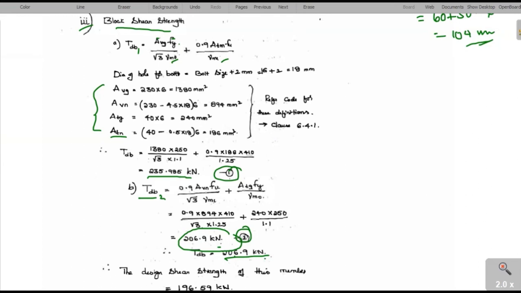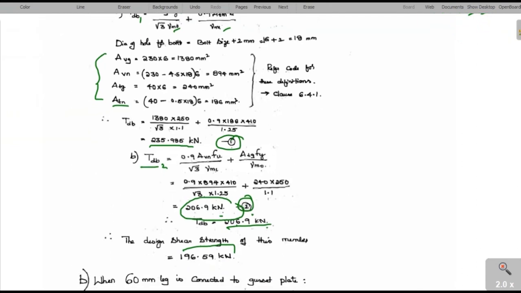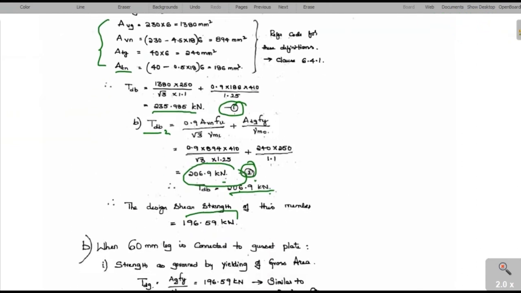206.9 kilonewton. But now see here, I told you that the design tensile strength is to be taken comparing these three values: strength in yield, strength in rupture, and strength in block shear. And the least value is 196.59. So that value has to be substituted.